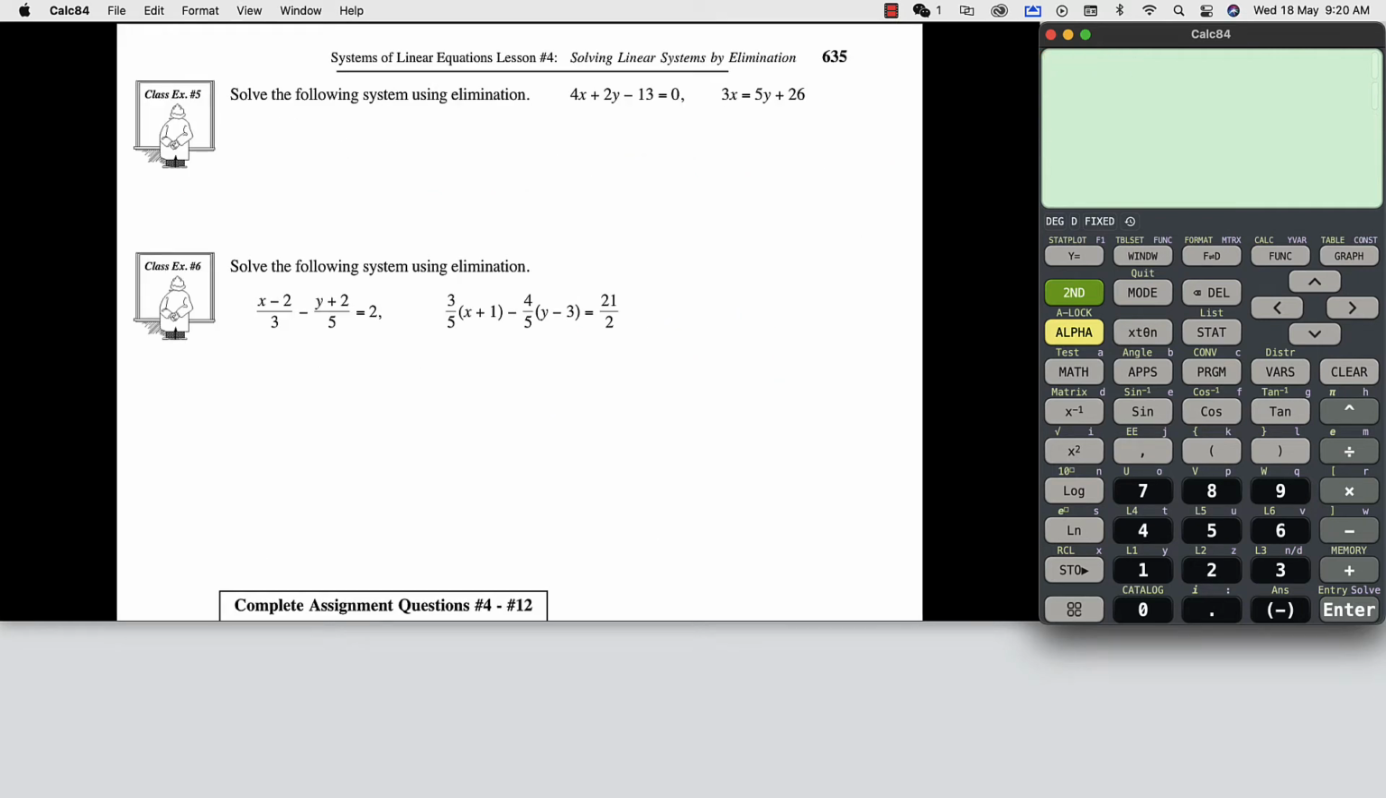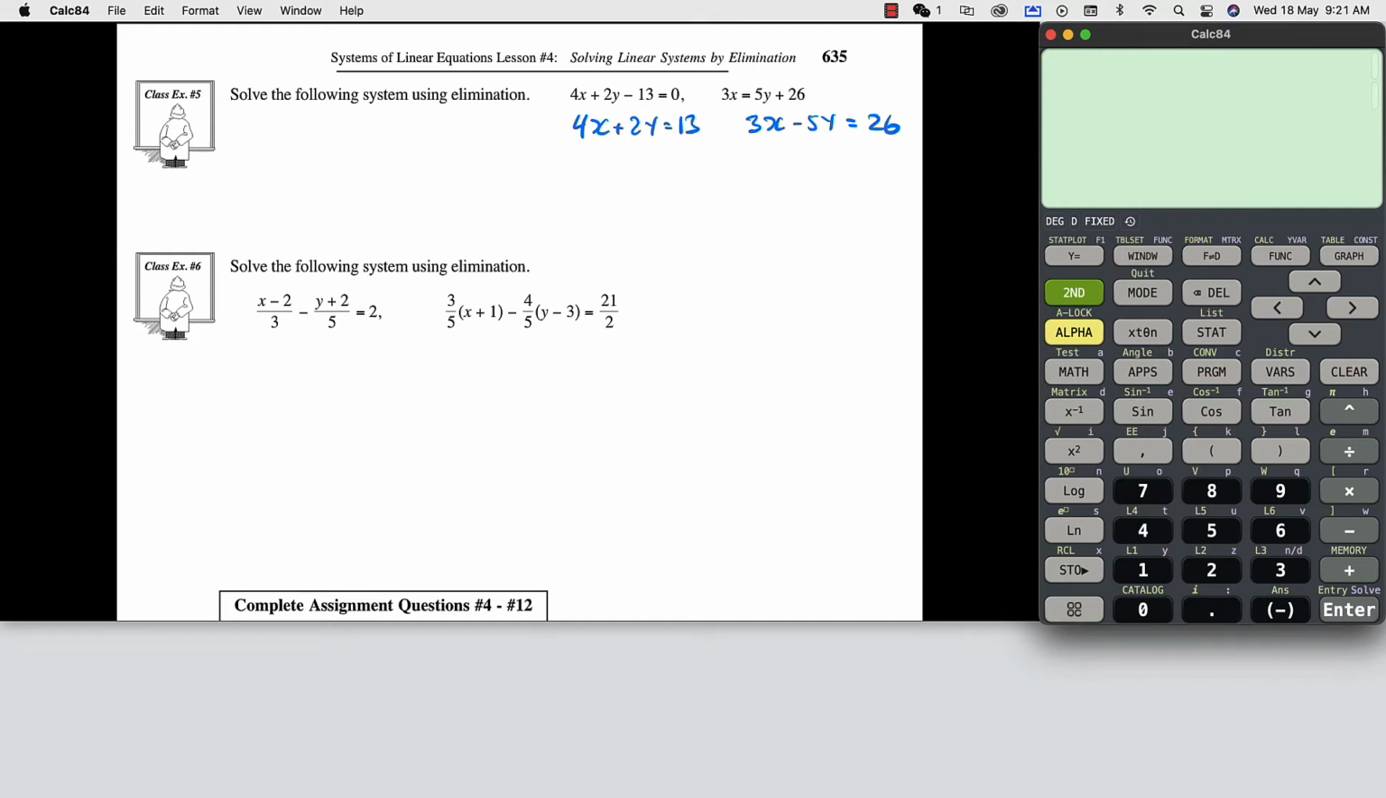Okay, class example 5, we've got 2 more equations here, and you should note that they are not in the same format and they do not share similar coefficients in front of the x and y variables. So the first thing we're going to do is just reformat these so that they are in the same format. So this one right here, I will just move the 13 to the other side by adding 13 to both sides. So I'm going to get 4x plus 2y equals 13. And the other one, I'll move the 5y over to the left. So we're going to get 3x minus 5y equals 26.